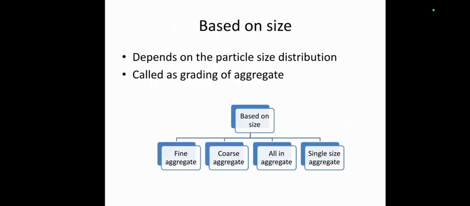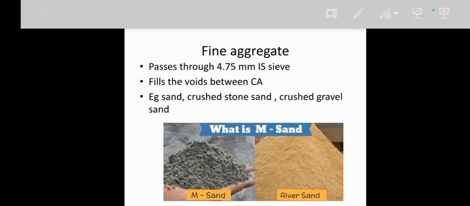For a good quality concrete, we should go for a graded aggregate, where the aggregates should be uniformly retained in all the sieves. Based on the size, there are four classifications: fine aggregate, coarse aggregate, all-in aggregate, and single size aggregate. Fine aggregate means whichever passes the 4.75 IS sieve is called fine aggregate.